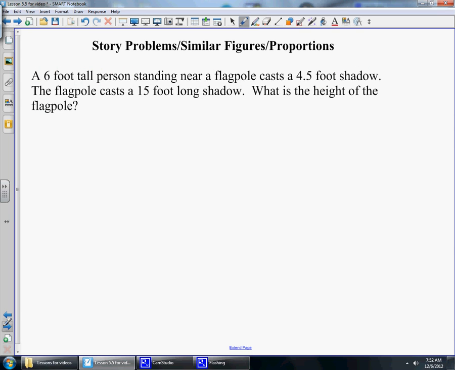All right, here's some story problems with similar figures and proportions, and it helps when we do these problems to actually draw a picture. So we have a 6-foot-tall person standing near a flagpole. So here's our flagpole, and we have a 6-foot-tall person. So here's our person. Okay, not really drawing to scale here. I should probably make the person a little smaller.